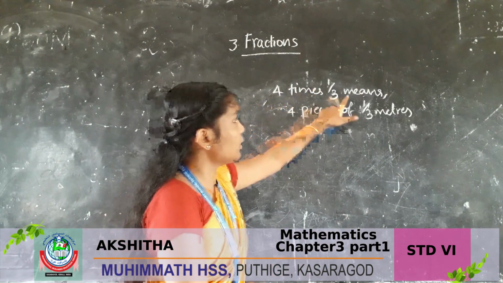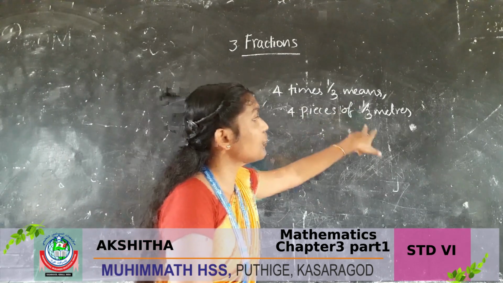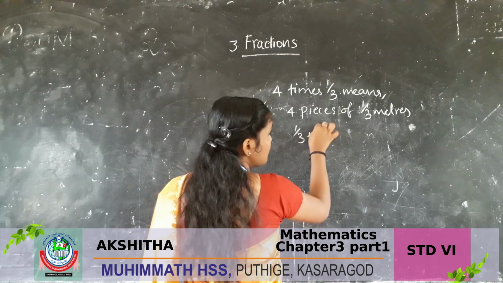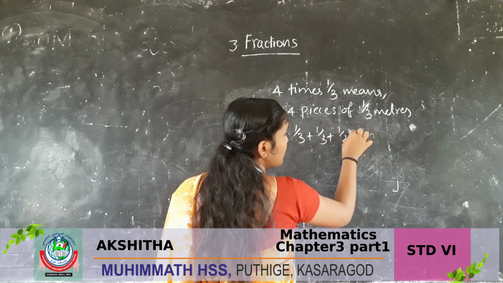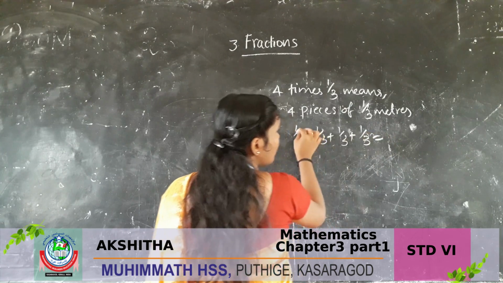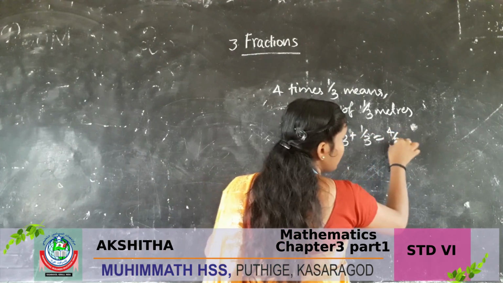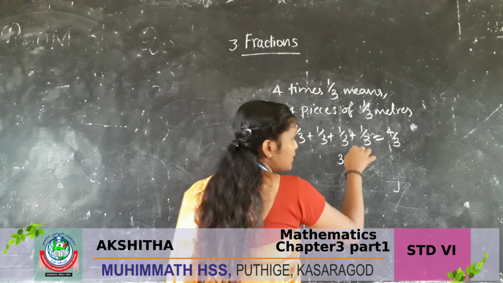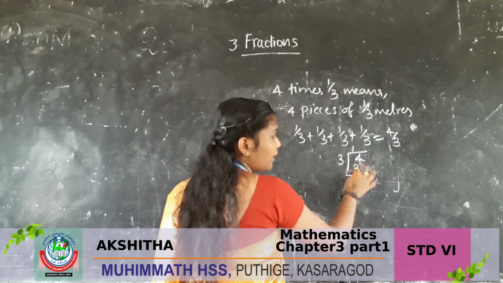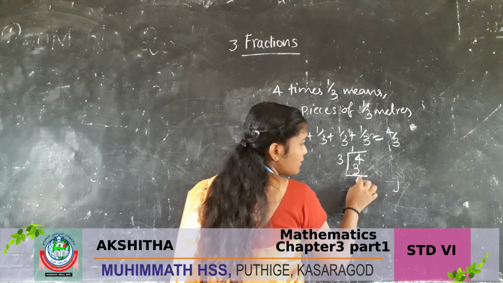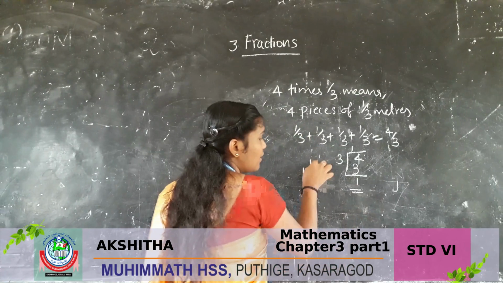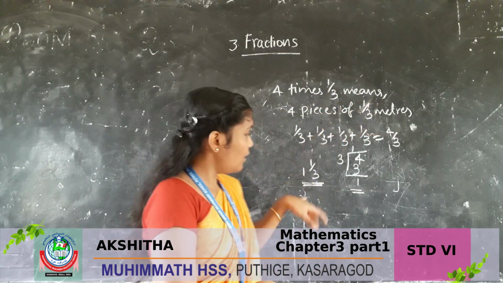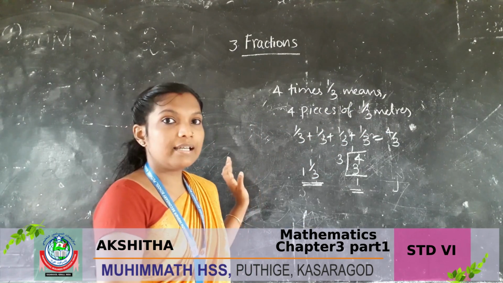Look at this. 4 times 1 by 3 means 4 pieces of 1 by 3 meters. How can we write the answer? 1 by 3 plus 1 by 3 plus 1 by 3 plus 1 by 3. So 1, 2, 3, 4. 4 by 3. So we should divide here. 4 by 3. 3 ones are 3. 4 minus 3. 4 minus 3 is answer 1. So what is the answer? 1 by 3. 4 times 1 by 3 answer 1 by 3. Is it clear?